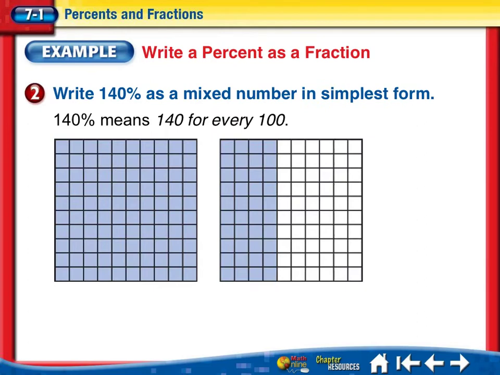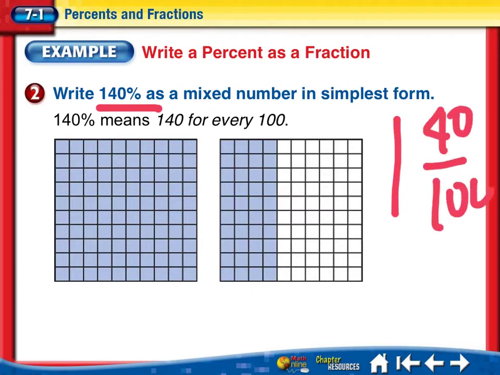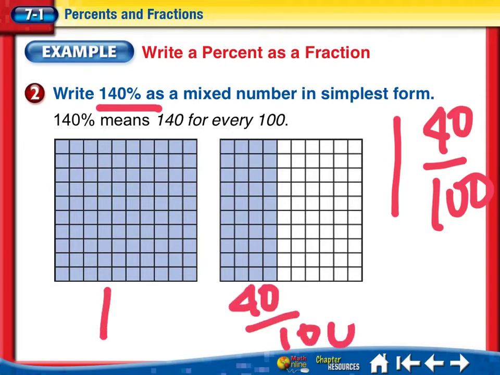Okay, now we've all heard people say, oh, I gave that 150%. Well, 150% is more than 100%, so it's kind of like a mixed number, okay? Let's look at this one. If we write 140% as a mixed number in simplest form, that would be 1 and 40 out of 100. So here's our 1, and here is the 40 out of the 100. So it's 100% and then 40% out of the next 100. Make sure that you understand this concept, and we'll move on.